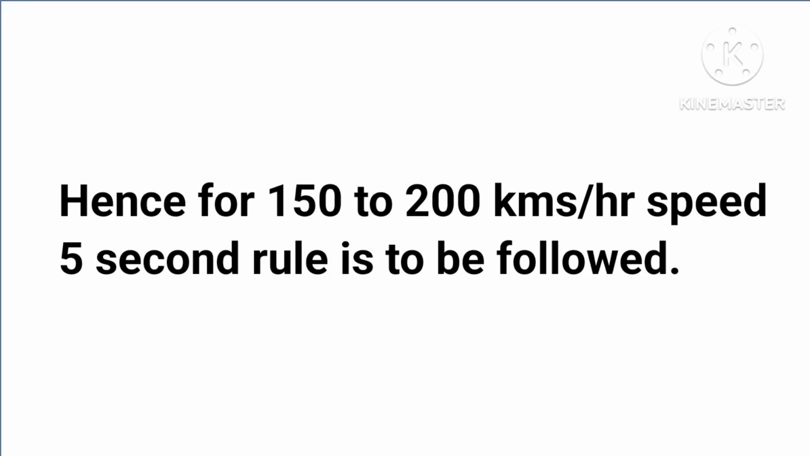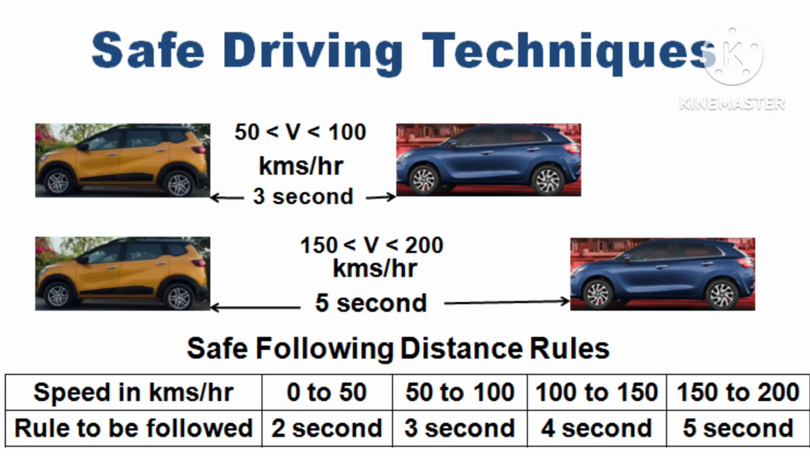Hence for 150 to 200 km per hour speed, the 5-second rule needs to be followed. A ready reference table is given above. Values are based on 70% braking efficiency. Accordingly, below 50 km per hour the 2-second rule can be followed. But from 100 to 150 km per hour speed range, at least the 4-second rule must be followed. Also from 150 to 200 km per hour, at least the 5-second rule must be followed.